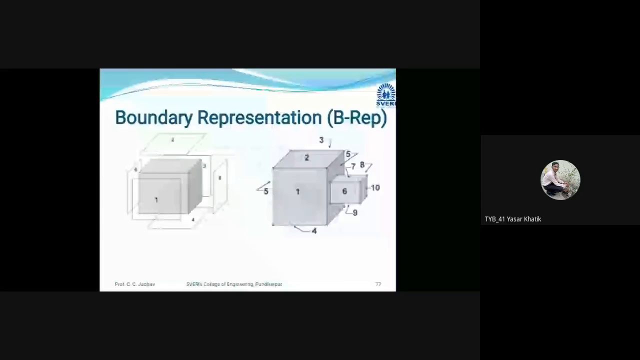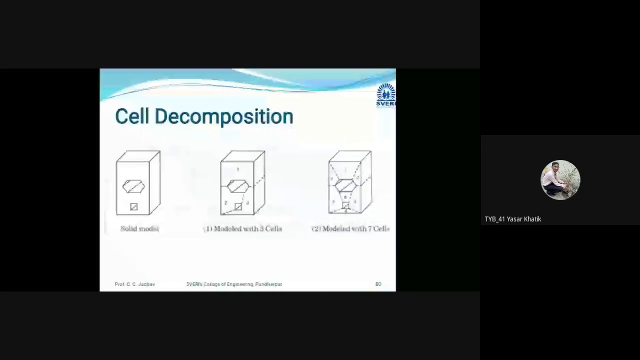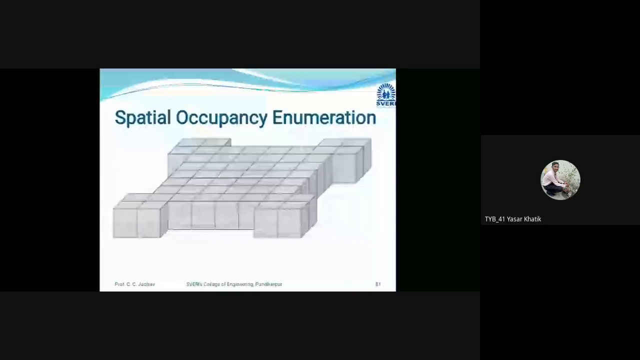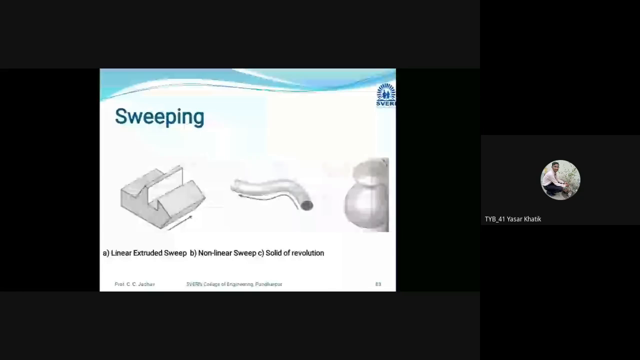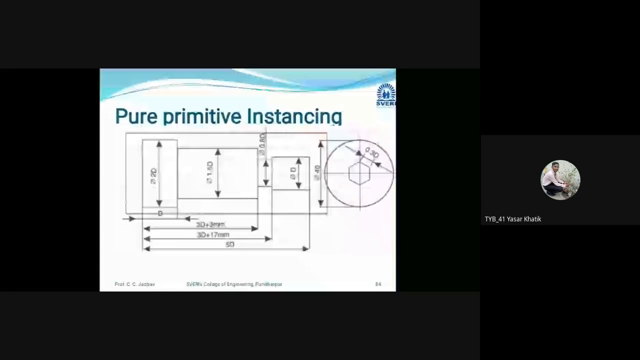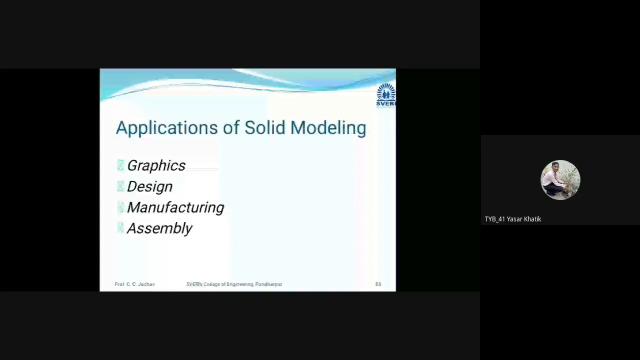Okay. So advantages, disadvantages, then feature decomposition, spatial occupancy encoding, sweeping, pure primitives. Then applications, where we can use this geometric modeling: in design, assembly, manufacturing, graphics. There are a lot of applications for solid modeling.